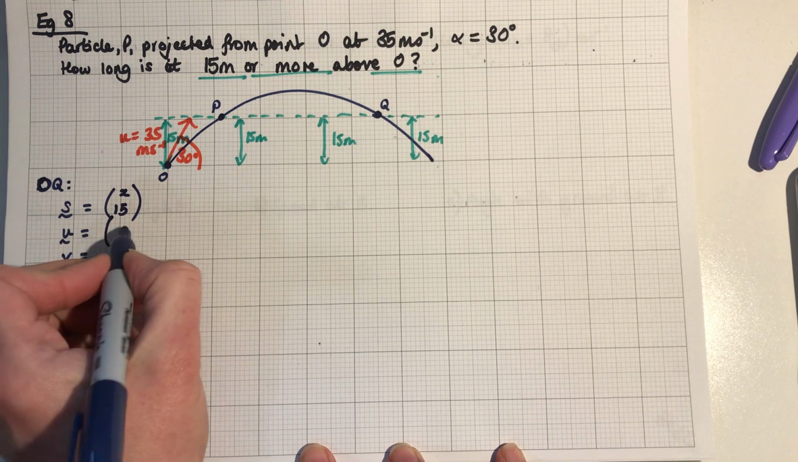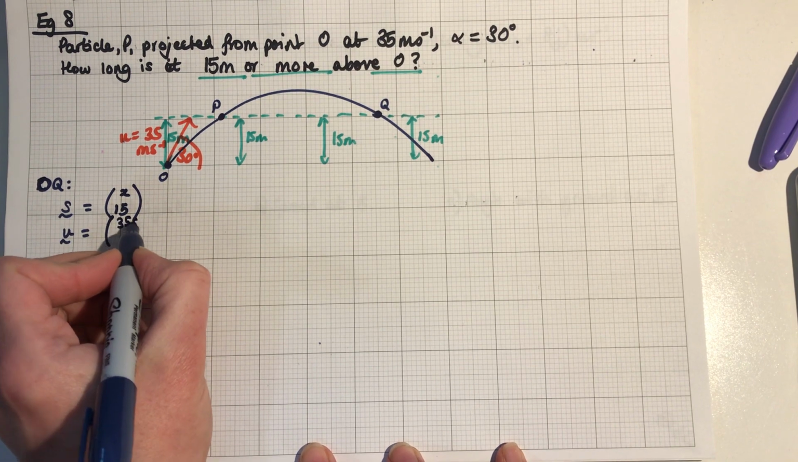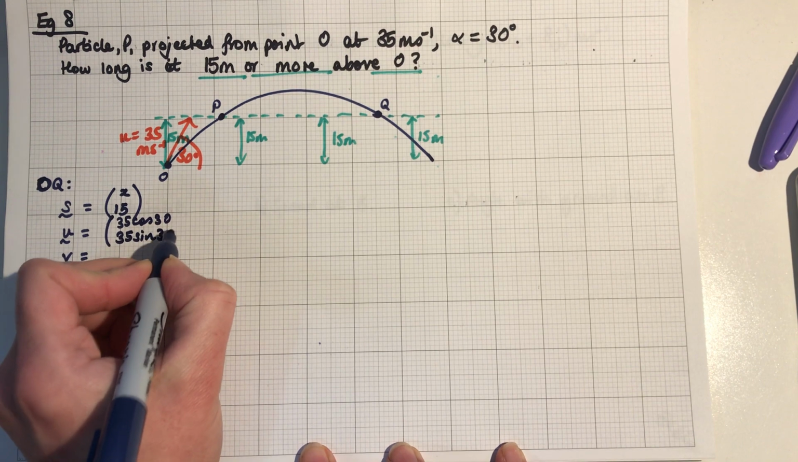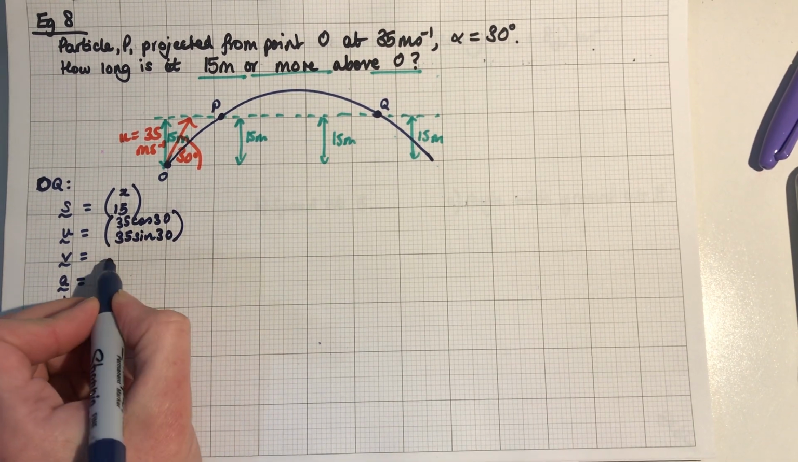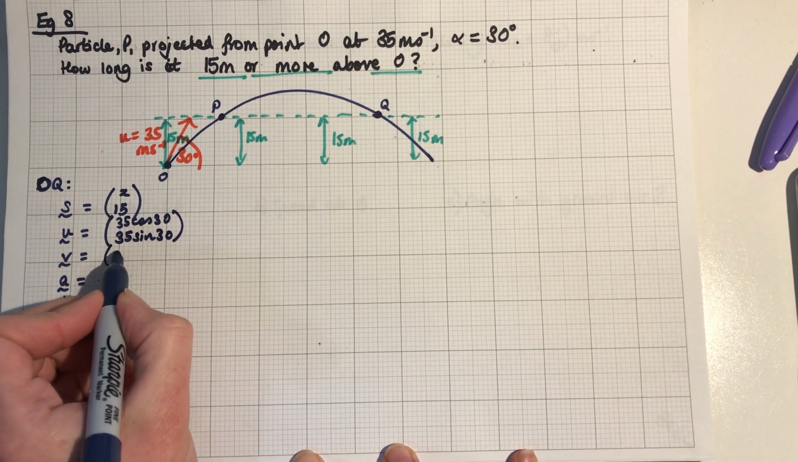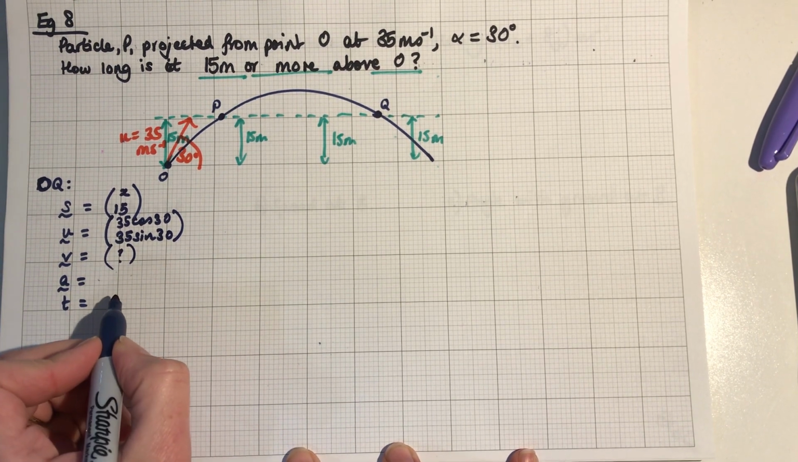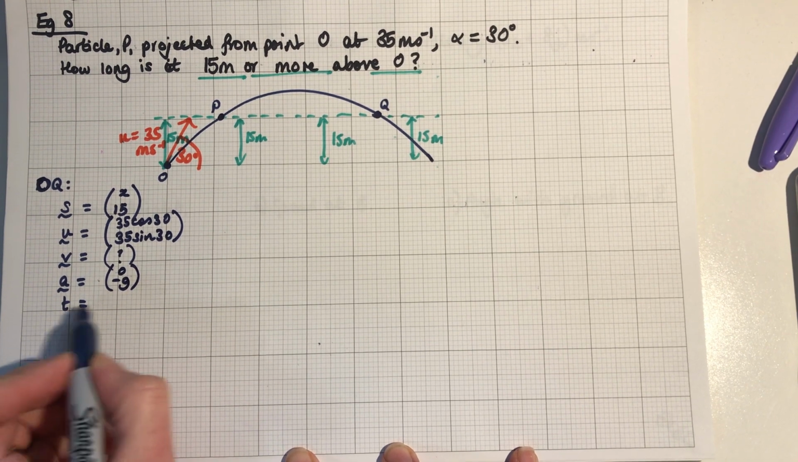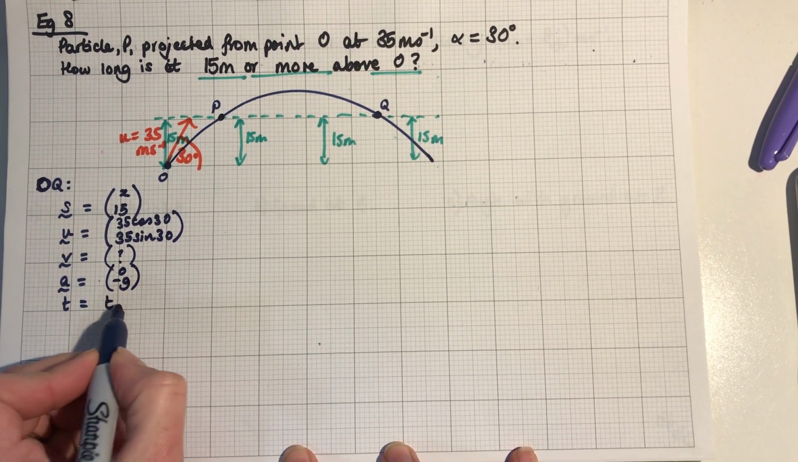For U, we have 35 cos 30 horizontally, 35 sine 30 vertically. Then for V, I don't know what speed I'm going at here or here, no idea. I'll put a question mark there. For A, it's always 0 minus g, and the time I'm actually interested in, so I'll put a t there.